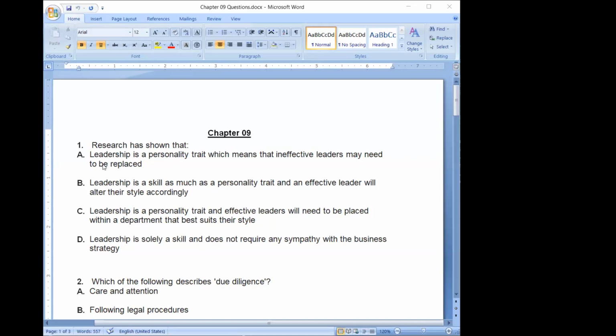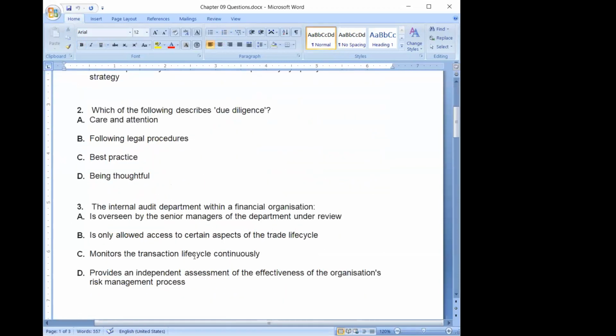Yes, so you don't need any technical knowledge. It's a common statement you need to understand. From the given statements, the best statement is B. I'm glad that those who have responded have picked the correct answer. Leadership is a skill as much as a personality trait, and an effective leader will alter their style accordingly. So they are agile. They are able to alter their style to suit the situation. Good. Question number 2.